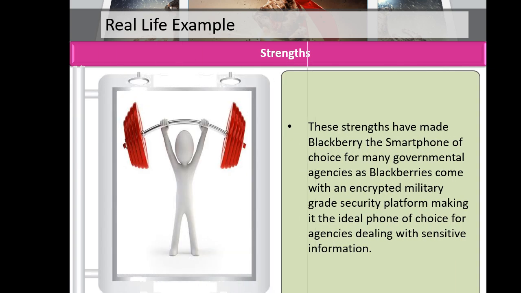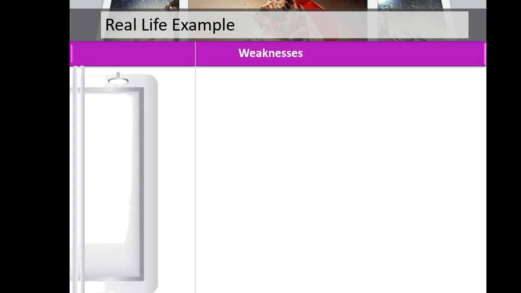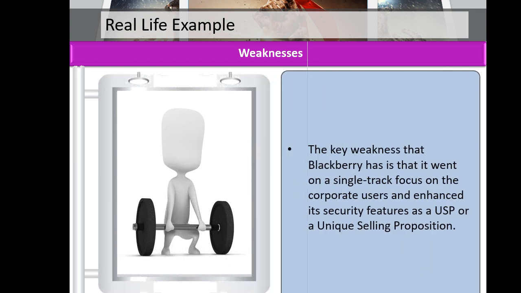There are so many other examples. The strengths have made BlackBerry the smartphone of choice to many government agencies, with an encrypted military grade security platform, making it the ideal phone of choice for agencies dealing with sensitive information because it's well protected. It's well protected and secure.